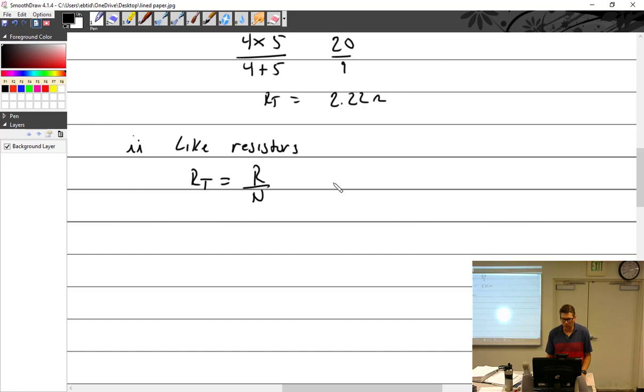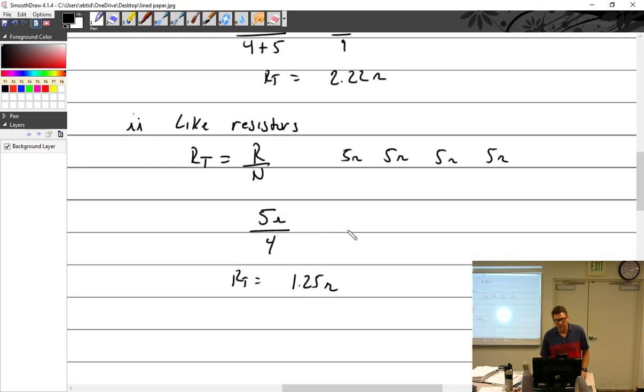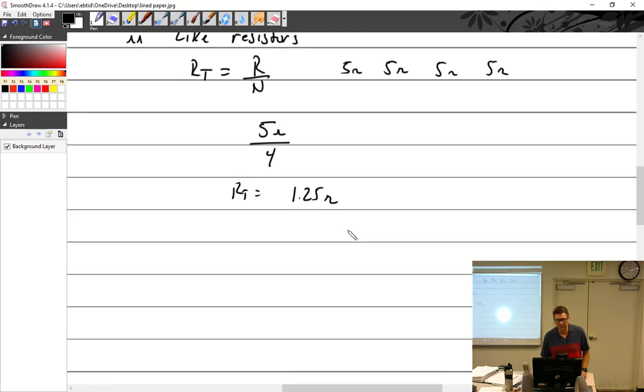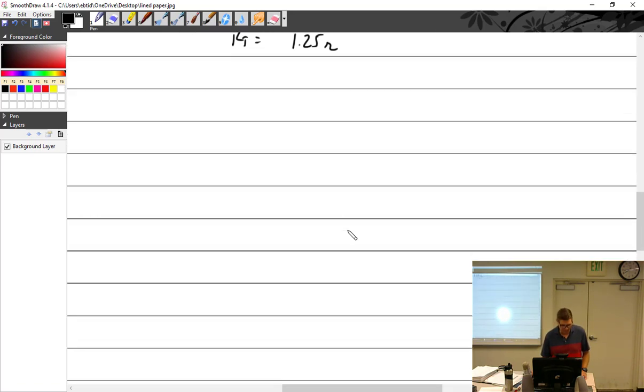This could be kind of cool. So if you had a 5 ohm and a 5 ohm and a 5 ohm and a 5 ohm, then you could just do it this way. You would have 5 ohms divided by how many are there? 4. So our total would equal 1.25 ohms, and that is smaller than the smallest resistor. That still works. So if you want to remember that one, there you go. That one's kind of cool, but honestly, I just don't remember it because I don't use it enough.